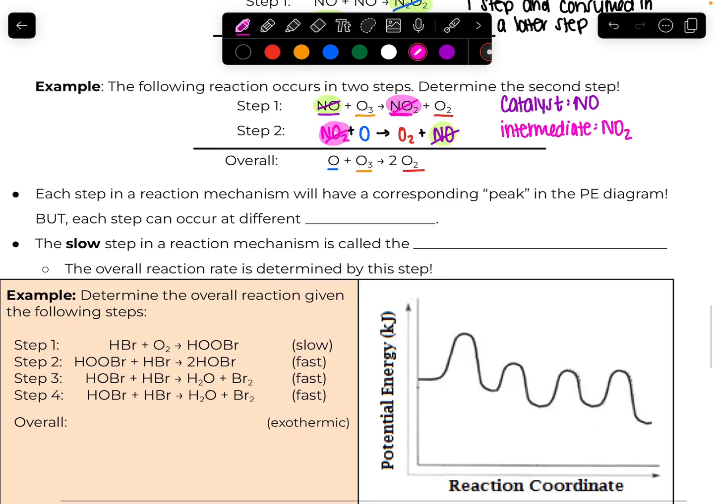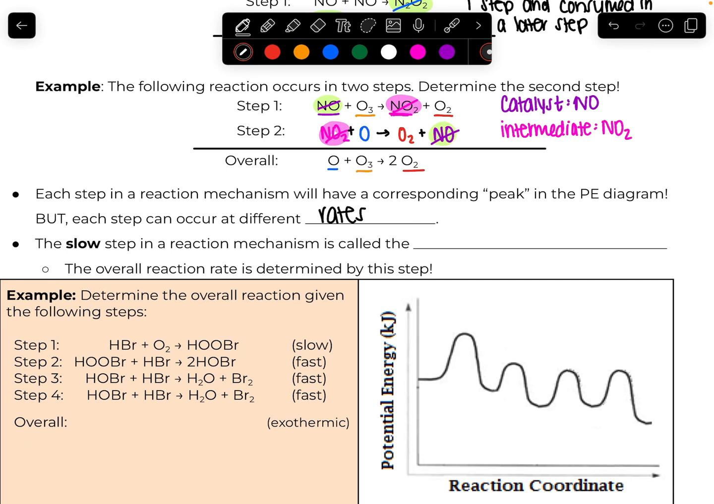Okay, so when you draw a potential energy diagram for things that have multiple steps, what you have to consider is all of those peaks. Every elementary step is going to get a peak in your potential energy diagram. But that doesn't mean that every step is going to occur at the same rate. They're each going to have their own activation energies, and they each can occur at different rates.